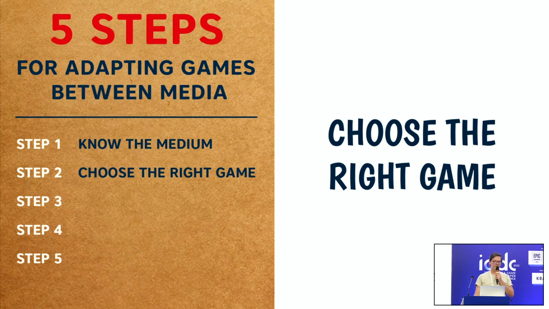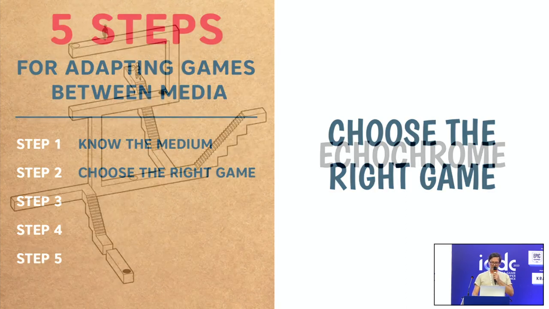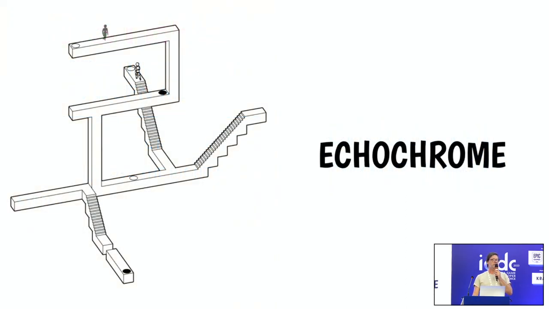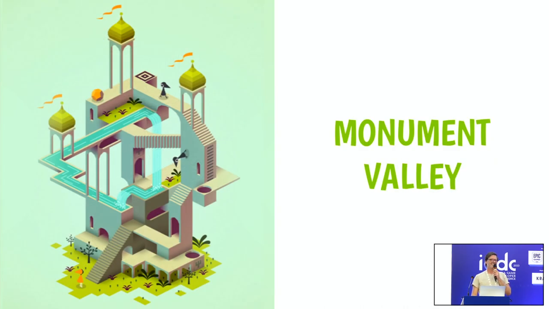Choose the right game. How many are familiar with Echochrome? PlayStation 2, a couple of two people. I figured as much. You all know this one, right? Monument Valley. So let's say you want to adapt Monument Valley into an audio game. How would you do that?